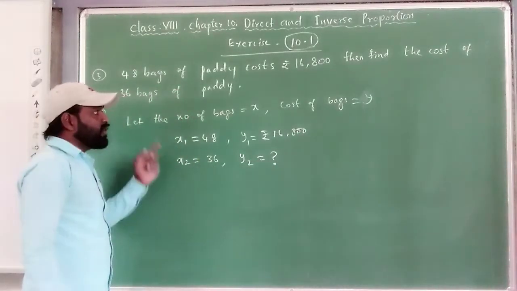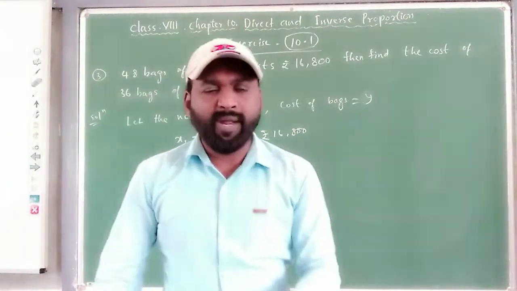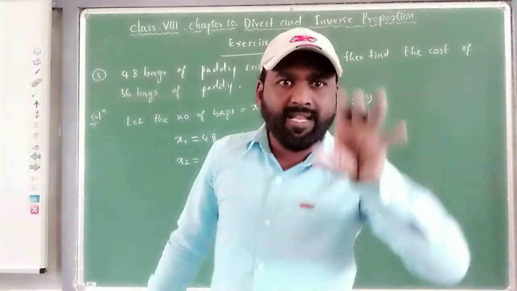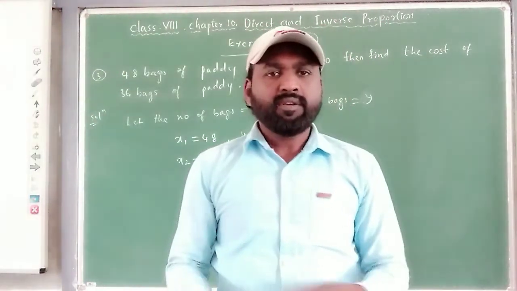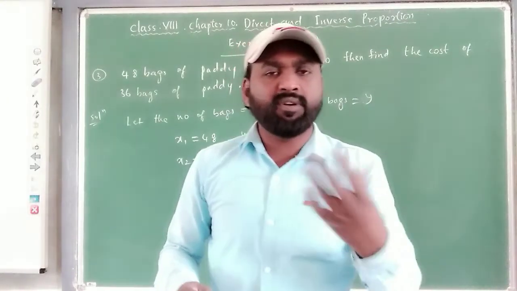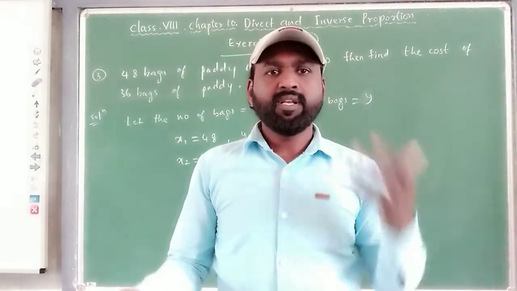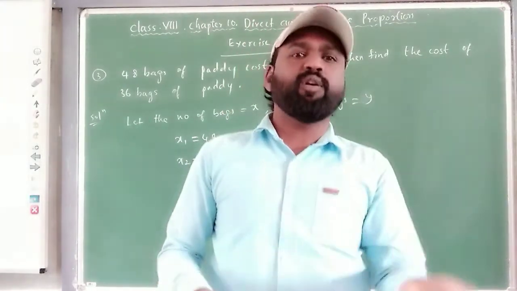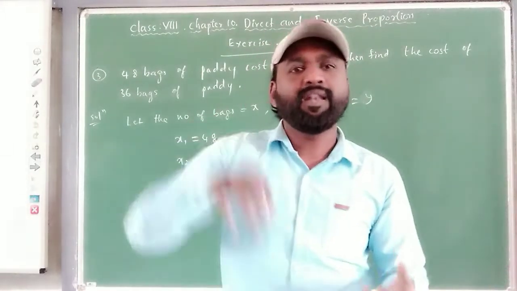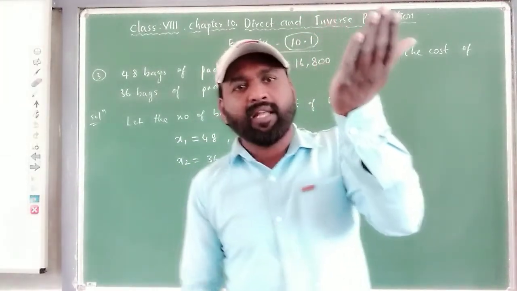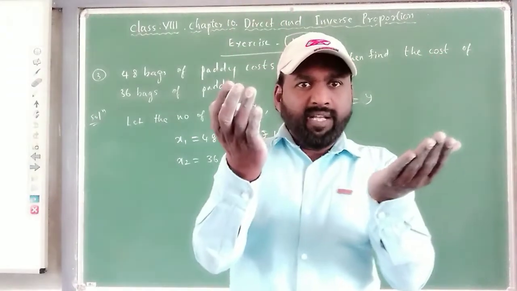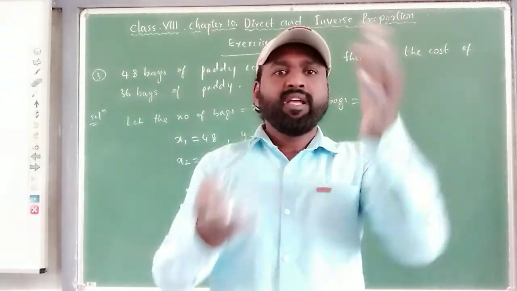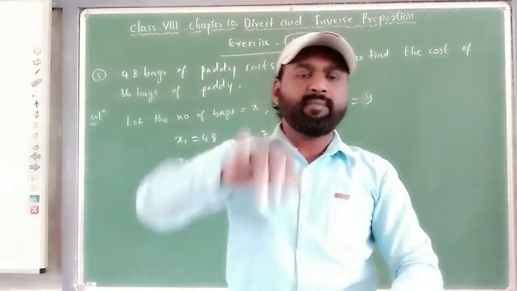That is the question. We obviously know that if you want to purchase more bags, you have to spend more money. If you want to purchase fewer bags, you spend less money. So the cost and the number of objects are in direct proportion. By simple common sense we can understand this. If you want to buy more things, you have to spend more money. If you want to buy less, you spend less. That means if one quantity increases, the other quantity also increases. Here, if the number of bags increases, the cost also increases. If the number of bags decreases, the cost also decreases.